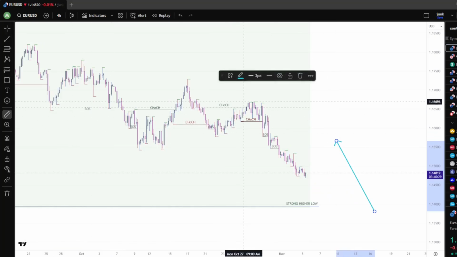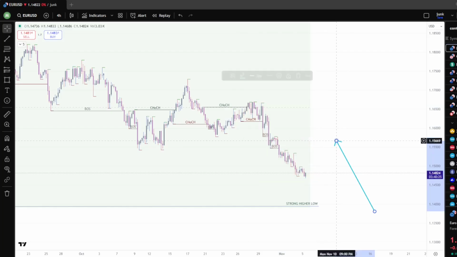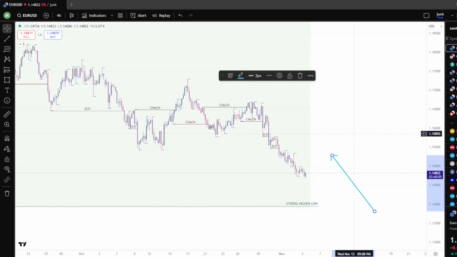I'll be looking for any type of opportunity if it does retrace on a micro level, come back up to any area and then continue to push down, or it could just continue this momentum, continue pushing down. But right now, just looking for an opportunity to sell if it does retrace. But it can, like I said, continue if DXY continues to get stronger.